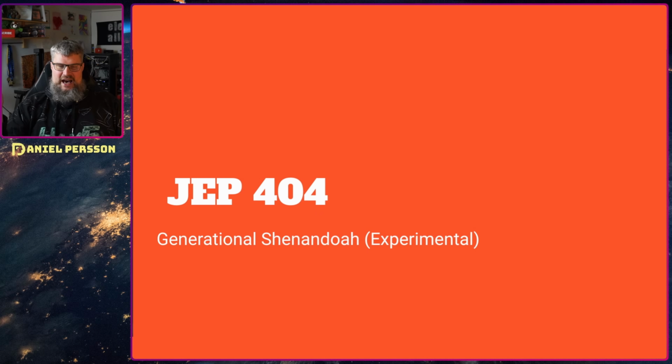So the first JEP we have here is 404, the generational Shenandoah. So Shenandoah is already out as a GC in the Java environment, but they want to make it generational to reduce the memory footprint and also reduce the CPU and power usage, while still keeping the same high throughput. So it's more of an improvement, trying to make this model even better for general use cases.